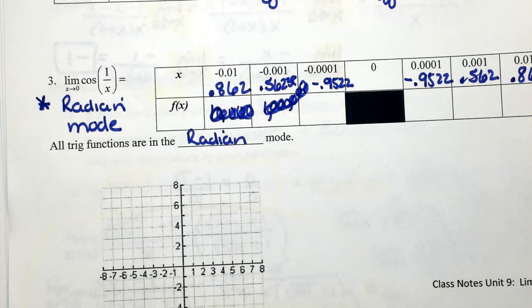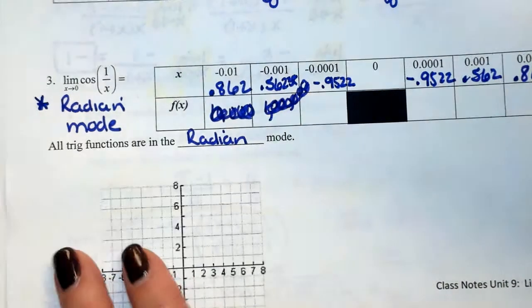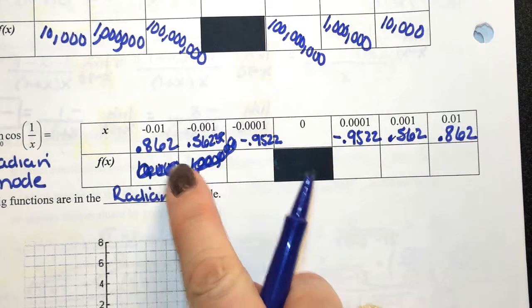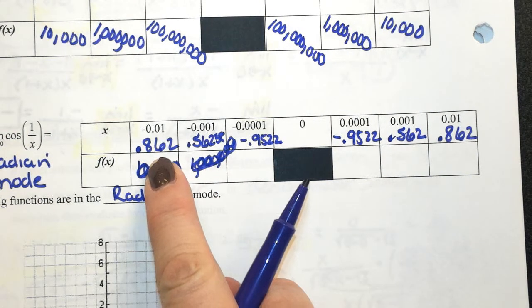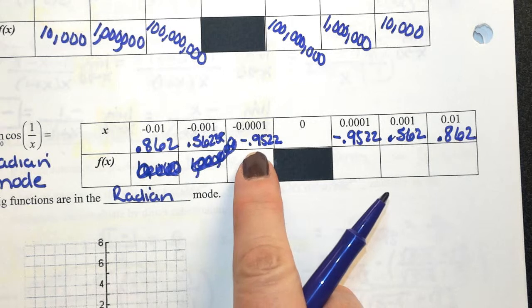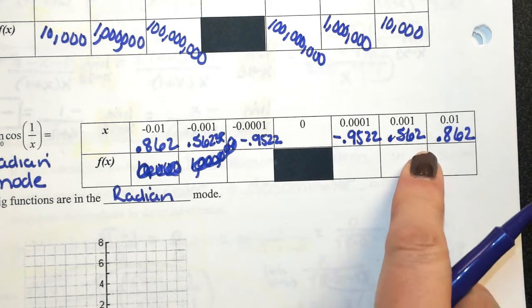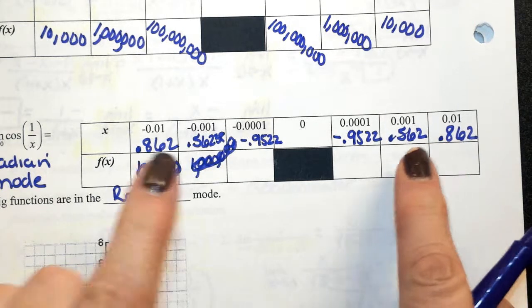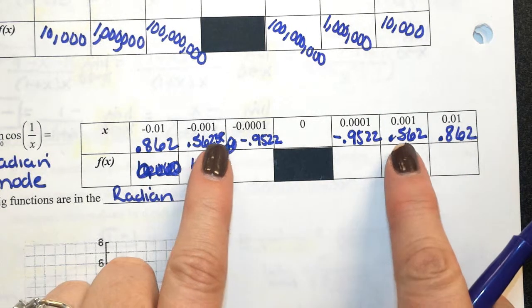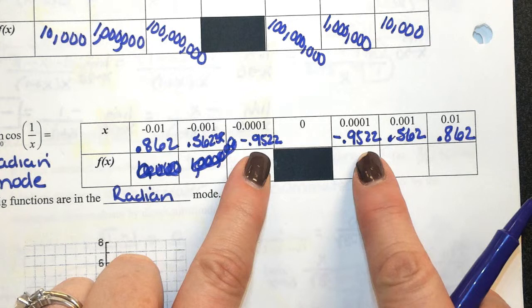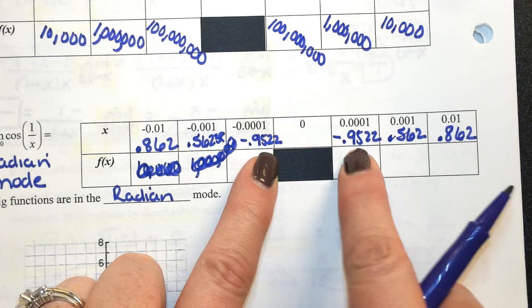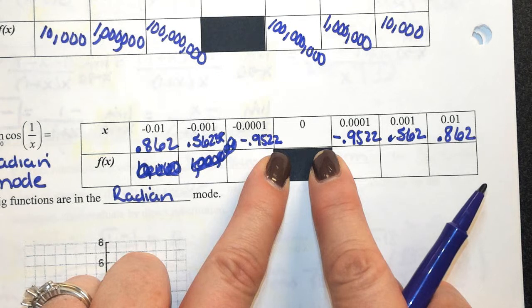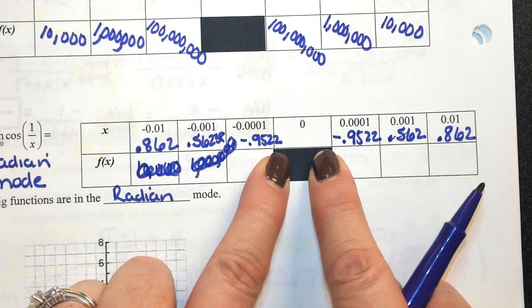All right, so we should, ladies and gentlemen, have gotten these values in the table. I'm sorry, I don't know why I wrote it underneath and not in the boxes. So 0.862, 0.562, negative 0.95, and on the other side. If you look as we're getting closer and closer to 0 from the left and from the right, it appears that we're getting really close to negative 1, doesn't it, in terms of that limit? It looks like we're getting really close to negative 1.